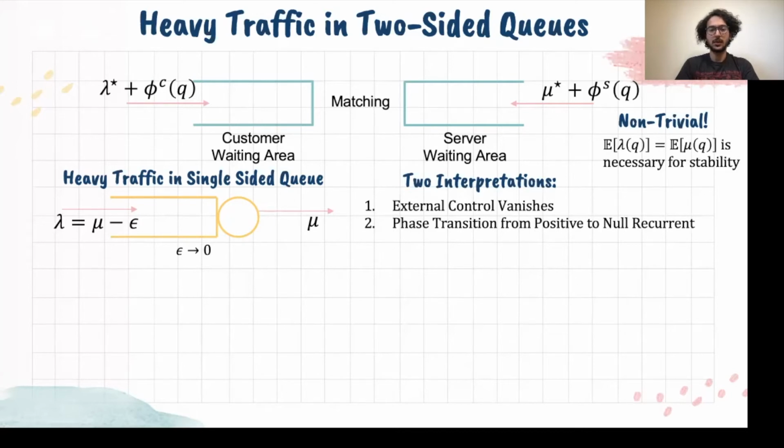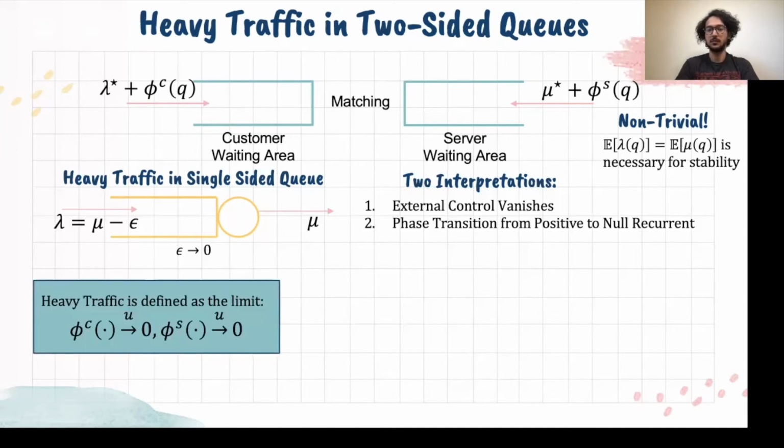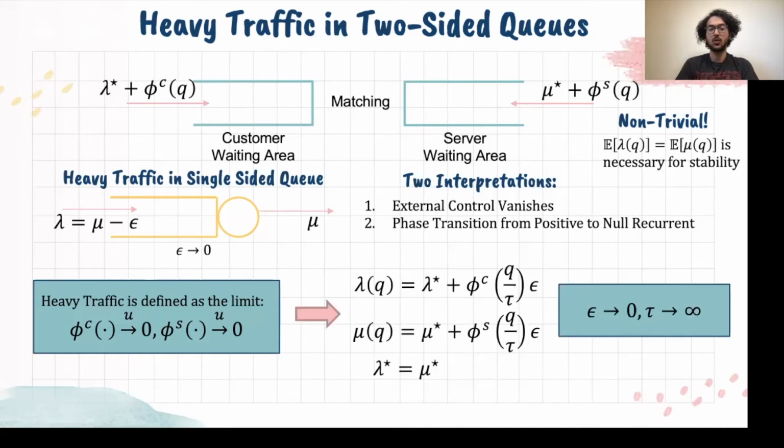We can also interpret heavy traffic as a phase transition from positive recurrence to null recurrence. Based on these two interpretations, we define heavy traffic in a two-sided queue as the limit where the external control goes to zero, that is, phi_c and phi_s converge to 0 uniformly. We do this by parameterizing the arrival rate by epsilon and tau, where epsilon scales the magnitude of the control and tau determines how far away from 0 the control is applied. Heavy traffic is then defined as the limit epsilon goes to 0 and tau goes to infinity.